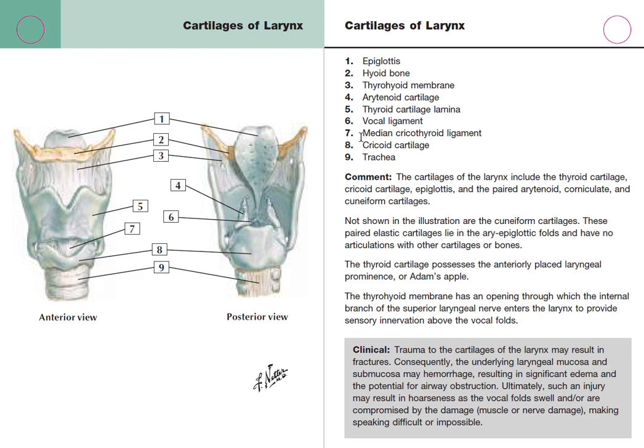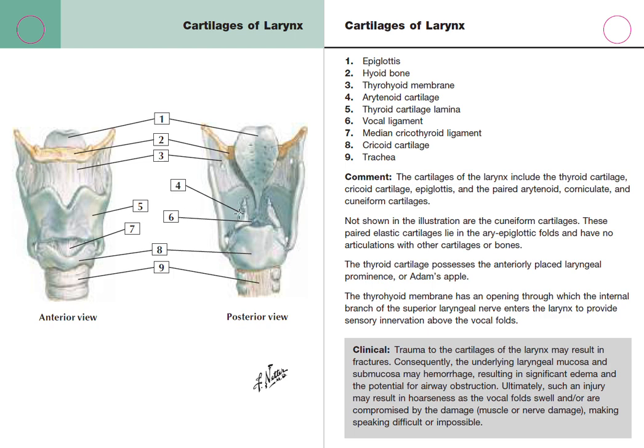Let us go down inferiorly into the larynx, starting with the cartilages of the larynx. Posteriorly here, the leaf-shaped structure is the epiglottis in number 1. Number 2 is the hyoid bone. Inferiorly, number 3 is the thyrohyoid membrane because it connects the hyoid bone to the structure over here, which is the thyroid cartilage. Number 5 is the thyroid cartilage lamina.